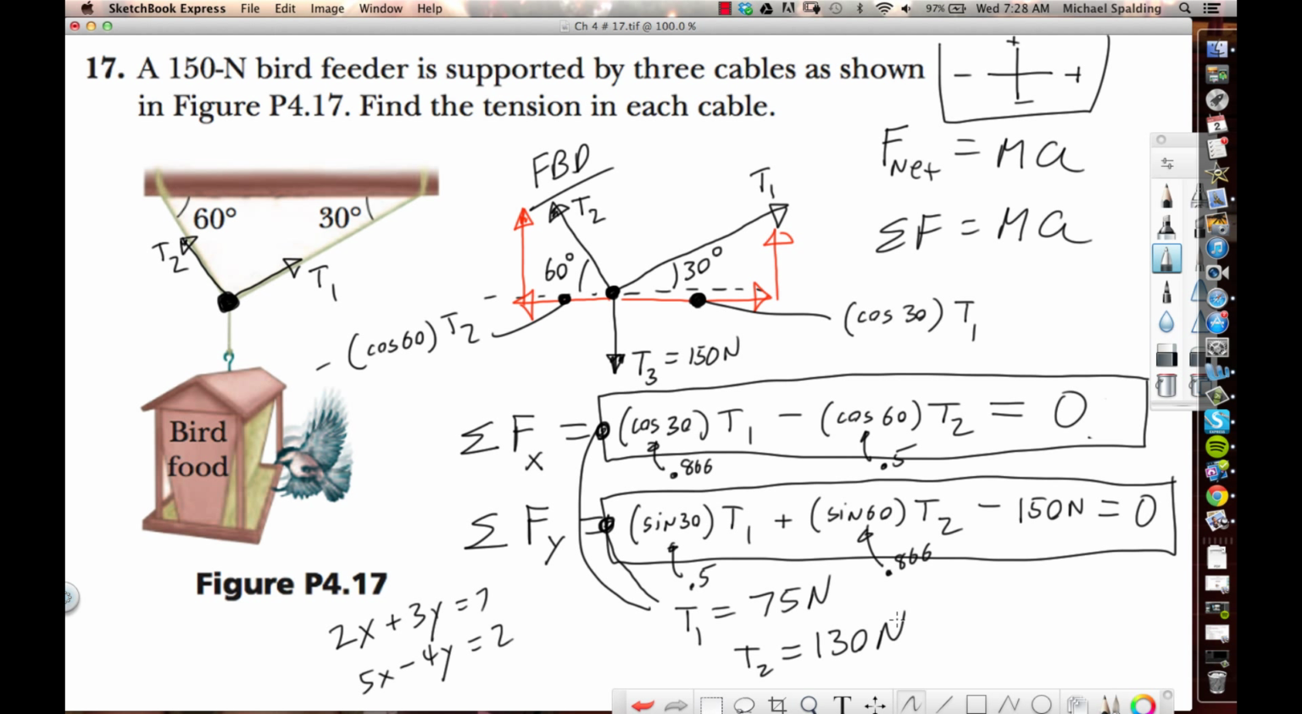I think I rounded that. And then of course we already know T3. T3 is 150. Okay? So the rest is algebra. I'm going to leave that up to you. But that's how you set the problem up. That makes sense? All you're doing is summing the forces.